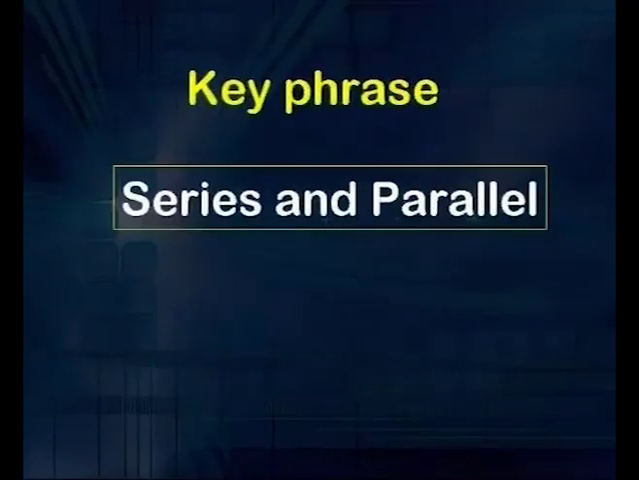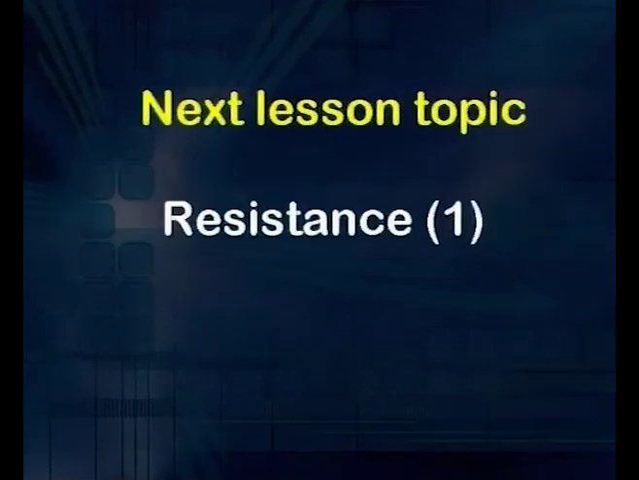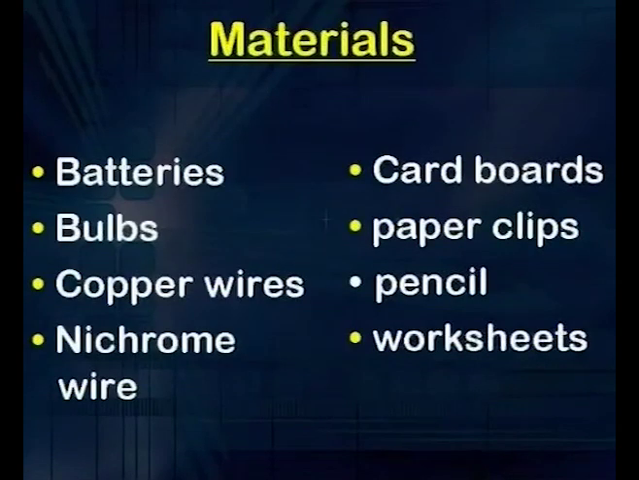Our key phrase for today's lesson is series and parallel. In the next lesson, we will look at resistance. And the materials required for the lesson are: batteries, bulbs, copper wires, nichrome wire, cardboards or circuit boards, paper clips, pencils, and also worksheets.